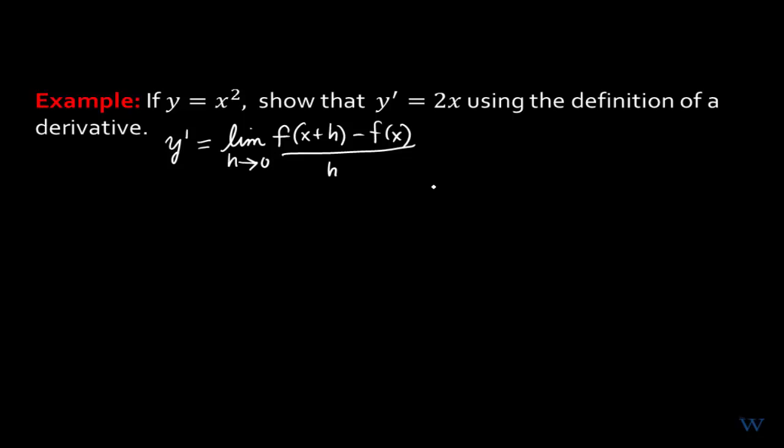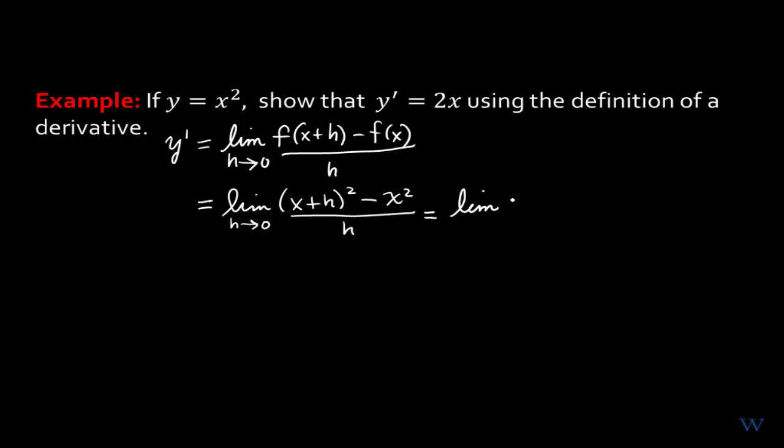Okay, so now let's apply the function f of x plus h on y is equal to x squared. So that's equal to the limit of (x plus h) squared minus x squared, divided by h, and then we let h approach 0. Of course we just work that out. Remember, we want y prime to be equal to 2x in the end. So what's that going to be?